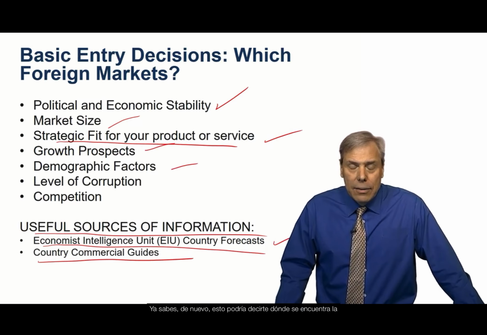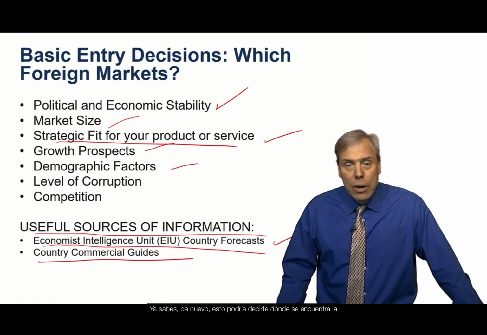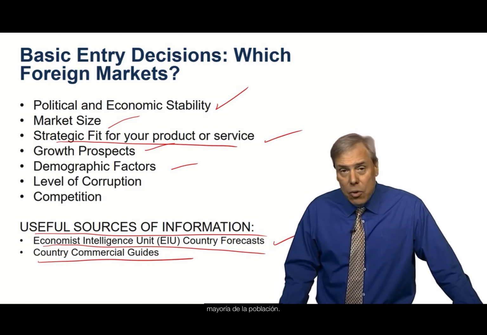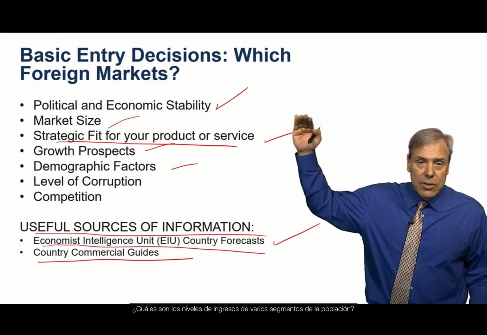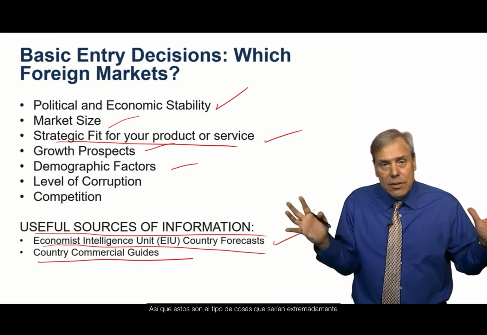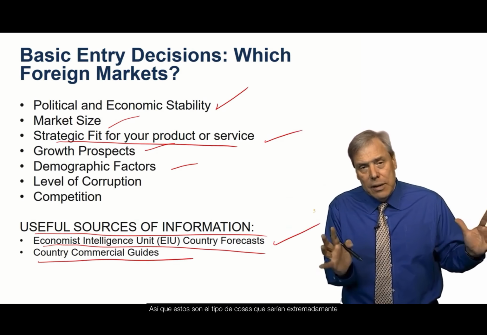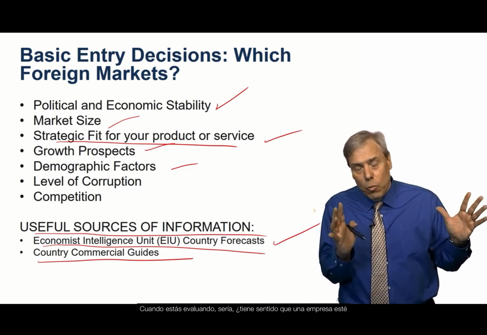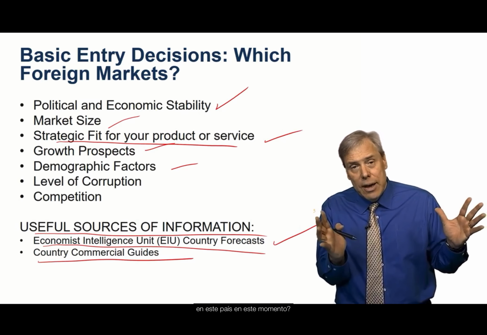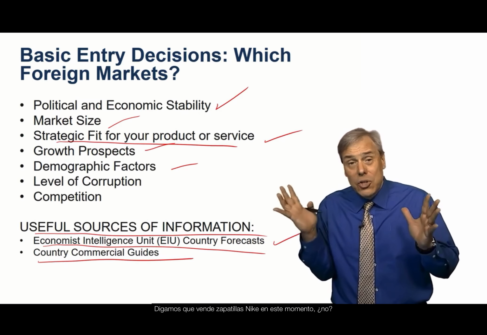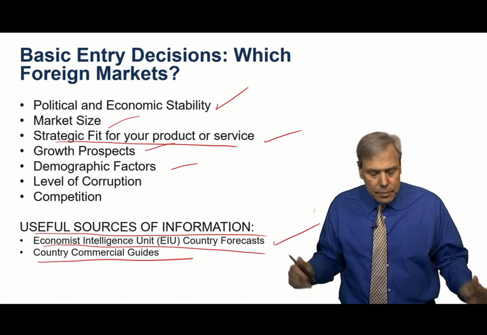Again, this might be able to tell you where most of the population is located. What are sort of the income levels of various segments of the population? So these are the kinds of things that would be extremely relevant when you're assessing, does it even make sense for a company to be in this country right now, let's say selling Nike shoes at this moment, right?